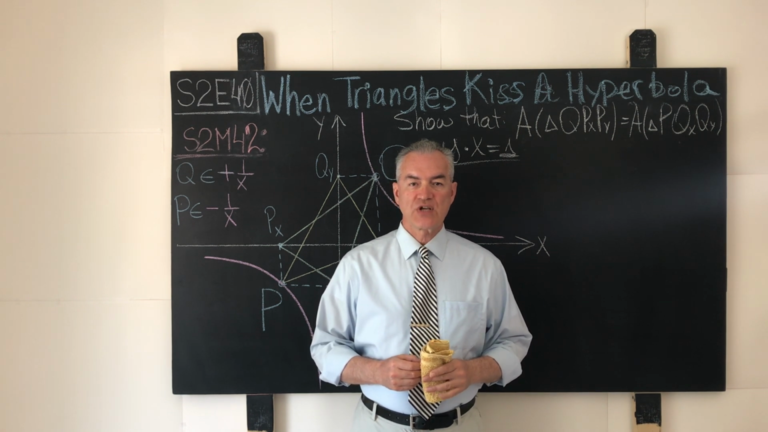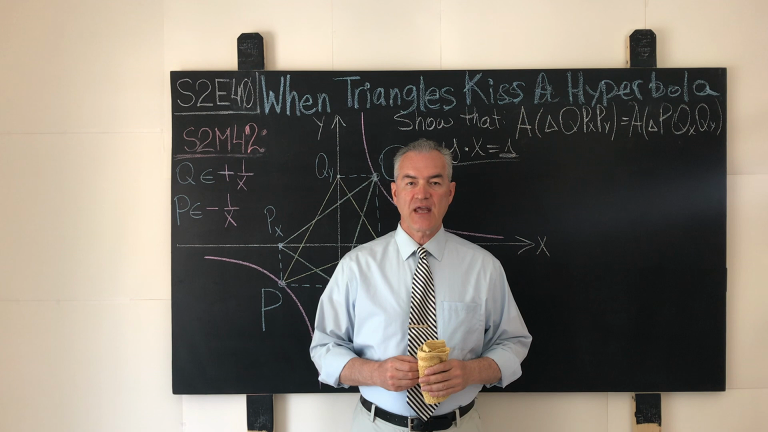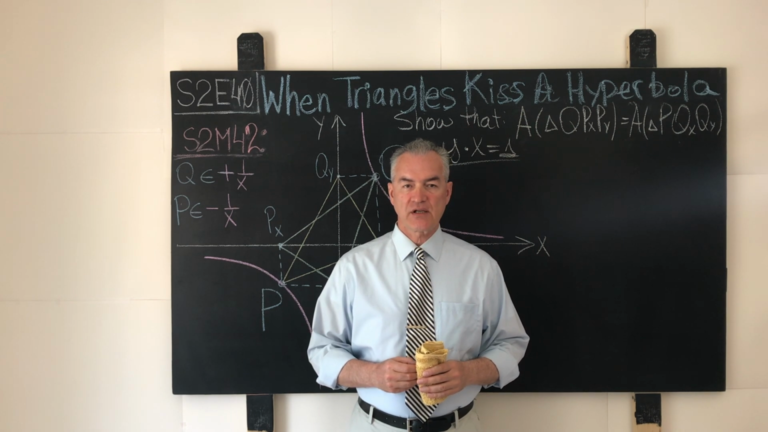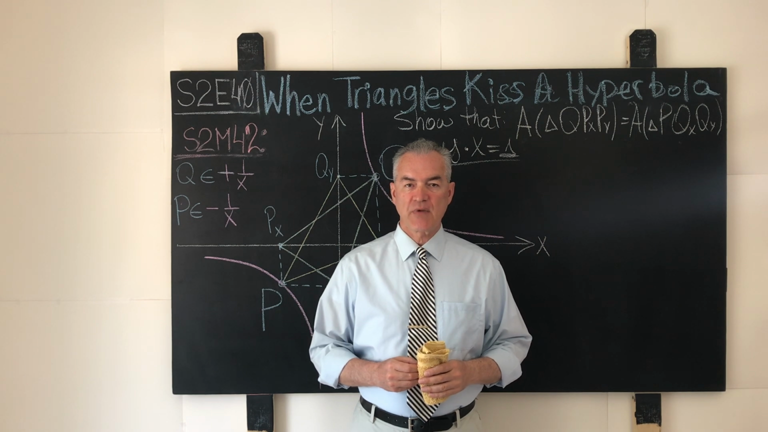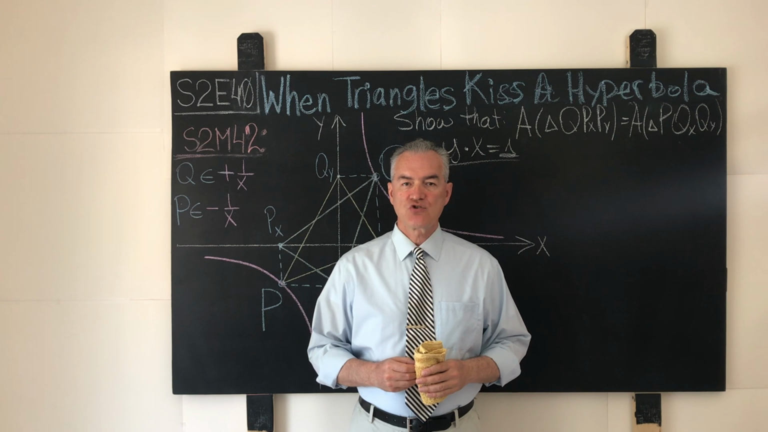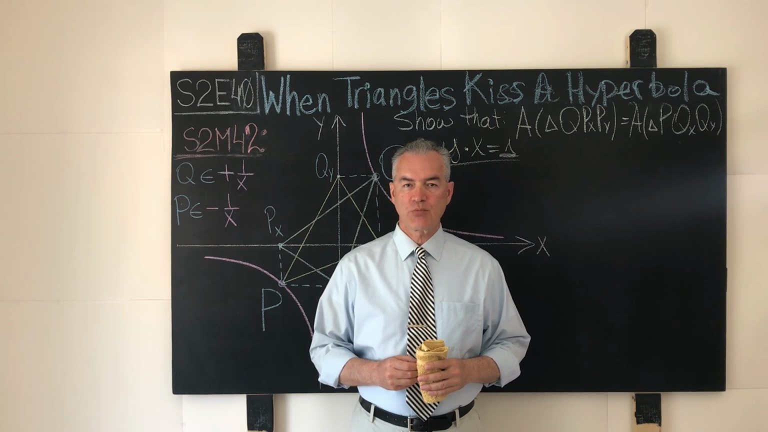Welcome to the Problems Channel Season 2, Episode 40, the episode which I titled When Triangles Kiss a Hyperbola, because in this episode we will solve a mathematical problem that deals with the areas of two triangles, each of which has precisely one vertex on a branch of the unit hyperbola.